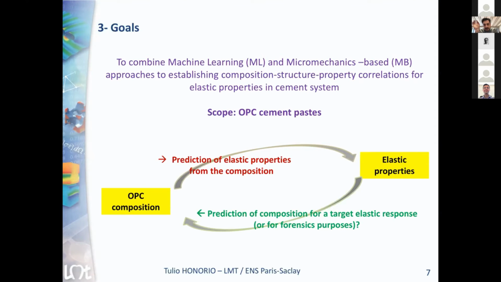And for a given target elastic property, try to predict the composition of the system. That can be useful, for example, if you want to optimize the system, but also for forensics purposes. That's why the name of the study. So we can try to do investigation and try to determine the composition from the elastic properties. Is that possible? That's a contribution that can try to answer, at least start to answer this question.